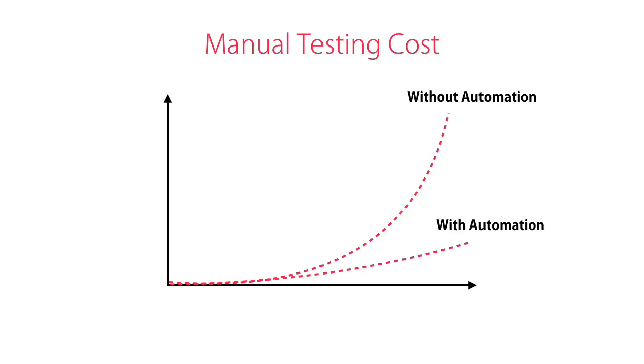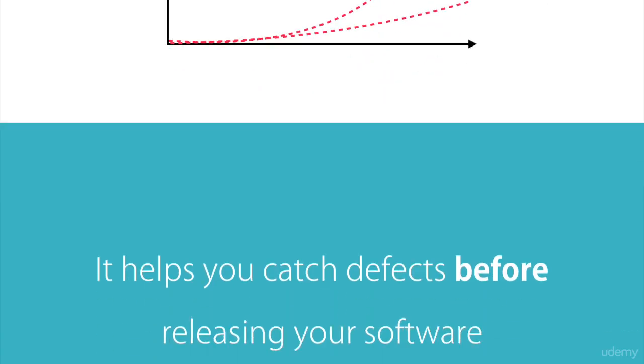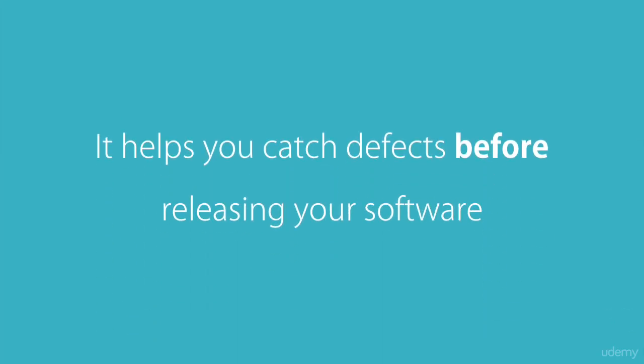But there is also one more benefit to automated testing. With automated tests, you can catch defects before releasing your software. And this can save you from a lot of nightmare. Have you ever been in the situation where you deployed the application to production, you were happy, you went home, and then 30 minutes later, you got a call from your boss saying that a critical function in the application is not working.